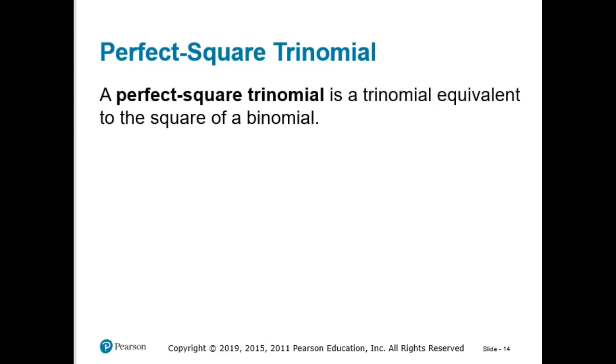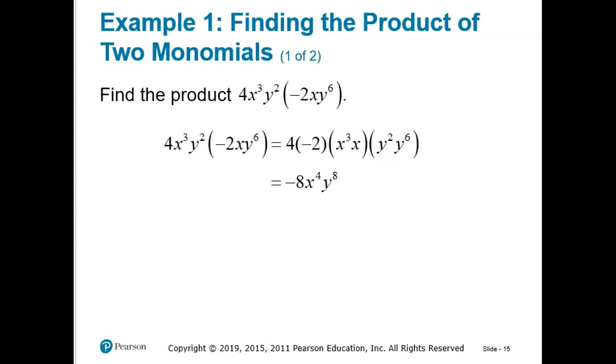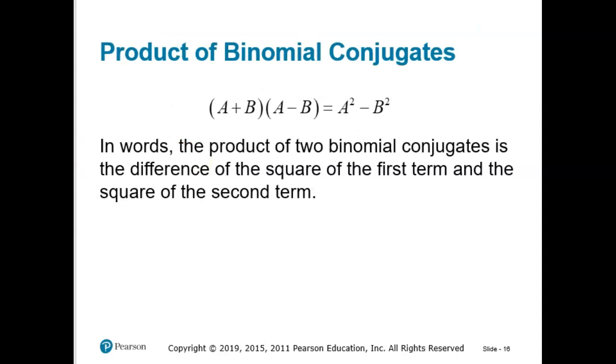Now, a perfect square trinomial is a trinomial that is the square of a binomial. And so let's look at this example of finding the product of two monomials: 4x cubed y squared times negative 2xy to the 6th. You're going to multiply the 4 and the negative 2, the x terms, x cubed and x to the 1st, and you're going to multiply y squared and y to the 6th. With like bases, we add exponents.